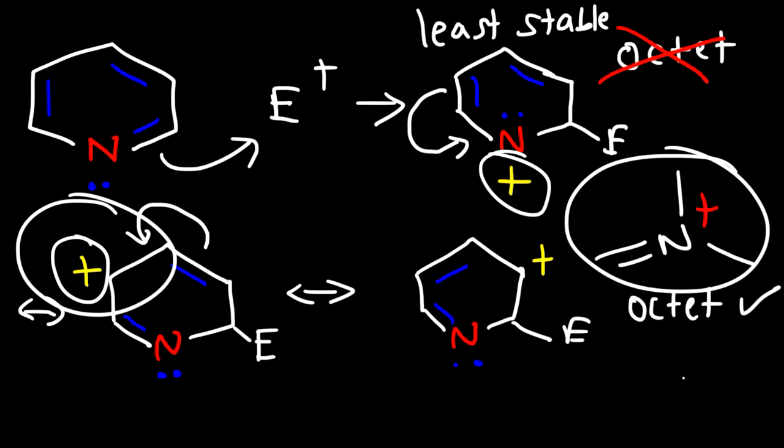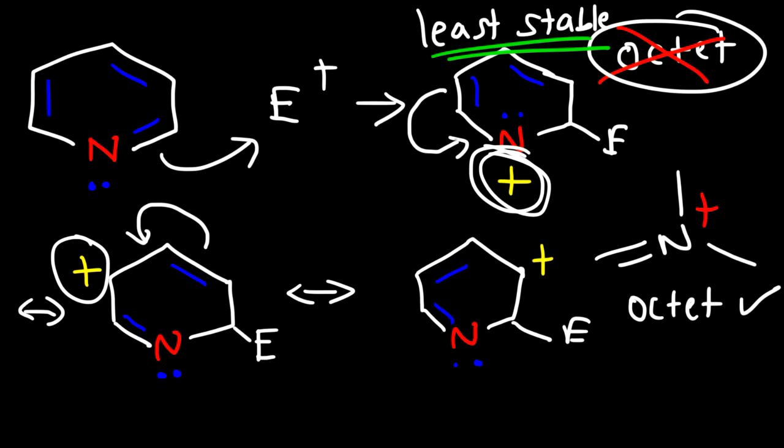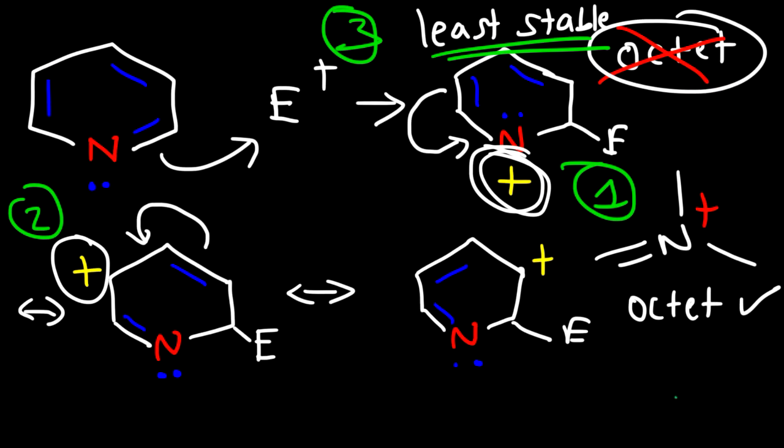It's because the octet rule is being obeyed. But in a situation where the octet rule is not being obeyed and you have a positive charge on a more electronegative atom, then this situation is the least stable of the 3. So let's call this number 3 for the least stable. This is in the middle, and this is the best situation where the octet rule is being obeyed. So keep that in mind. And that's why position 2 is not good, because we get an intermediate that is not stable.